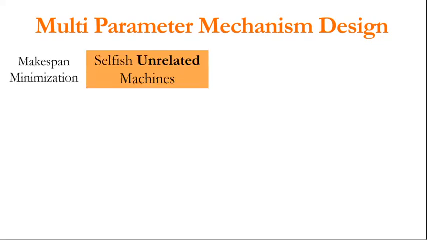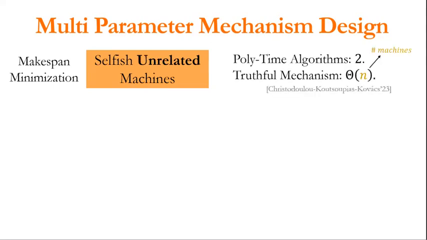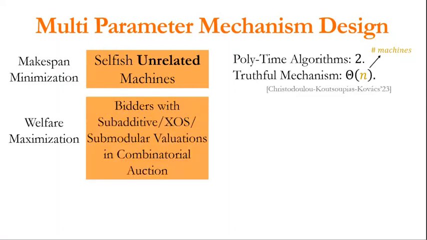However, if we look at the same problems where this private information is multidimensional, then we see a completely different picture. For example, if we want to minimize the completion time, where each machine has different speed for different jobs, then there is a polytime algorithm that gives a constant approximation to the welfare, while no truthful mechanism gives approximation better than n, the number of machines.